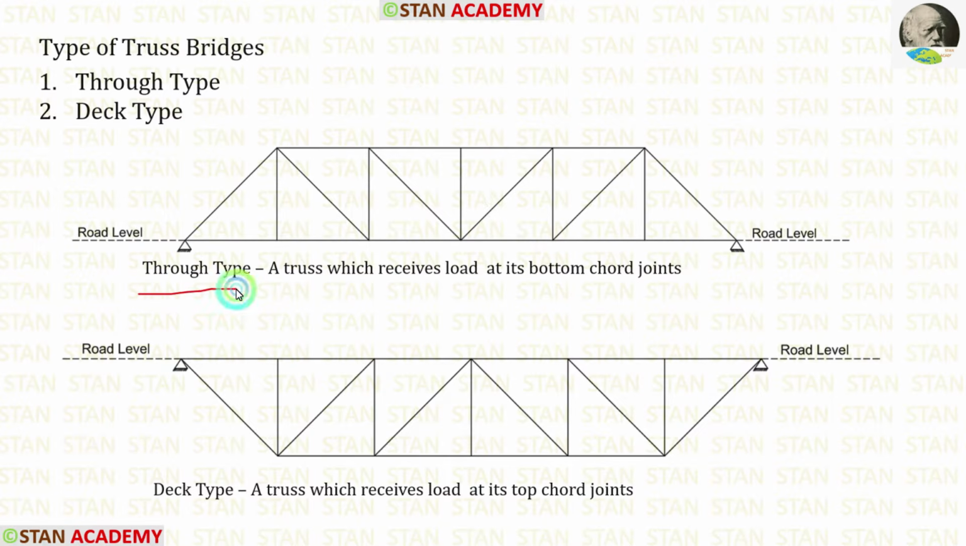In the through type, the truss receives load at its bottom chord joints. You can see that the bottom chord joints are in the road level. In the deck type, the truss receives loads on its top chord joints. You can see that the top chord joints are in the road level.